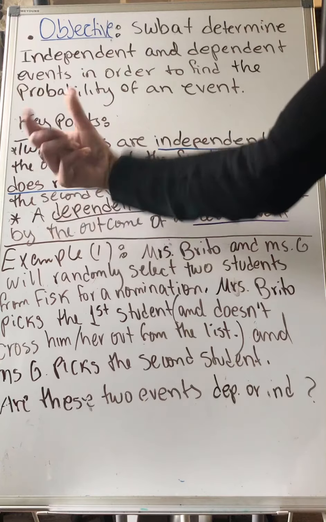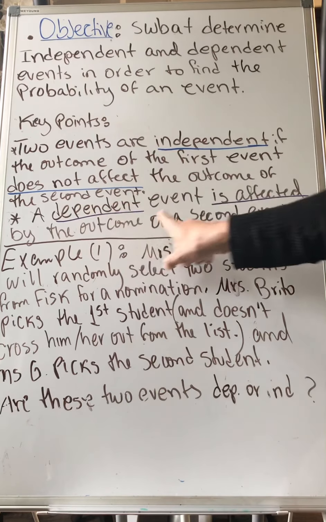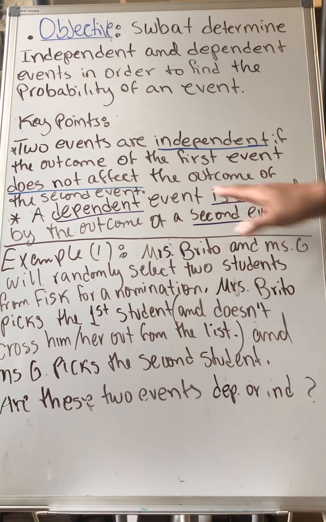But if the events are dependent, then a dependent event is affected by the outcome of a second event. And we'll see what that means with the examples.